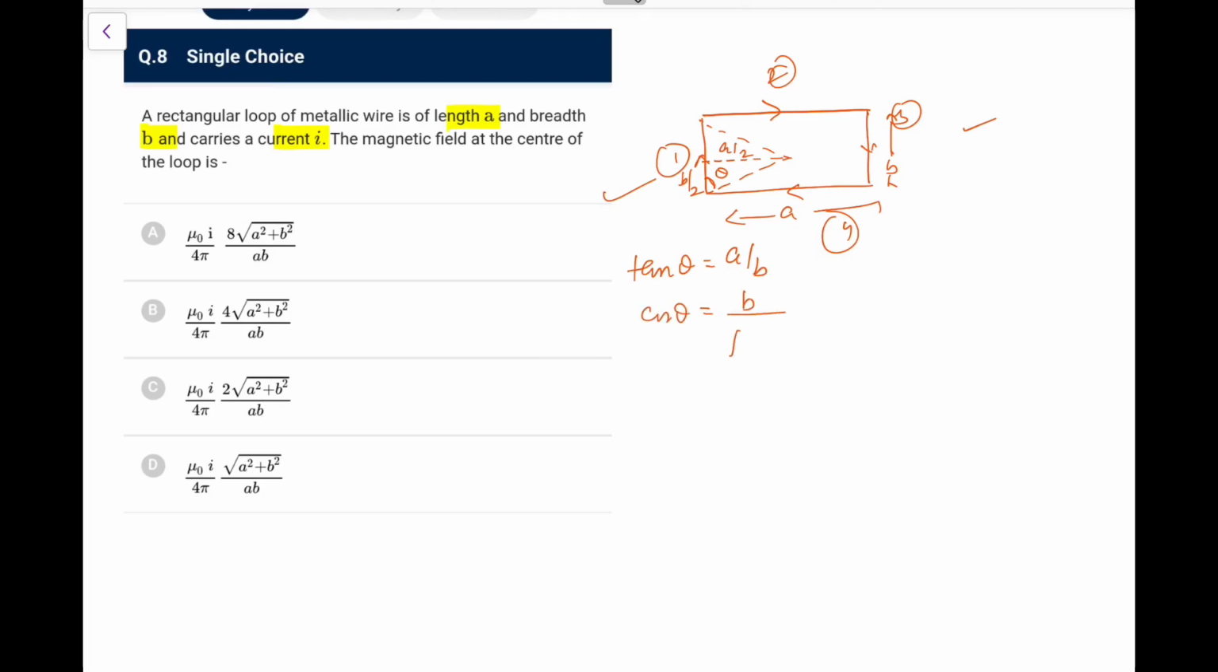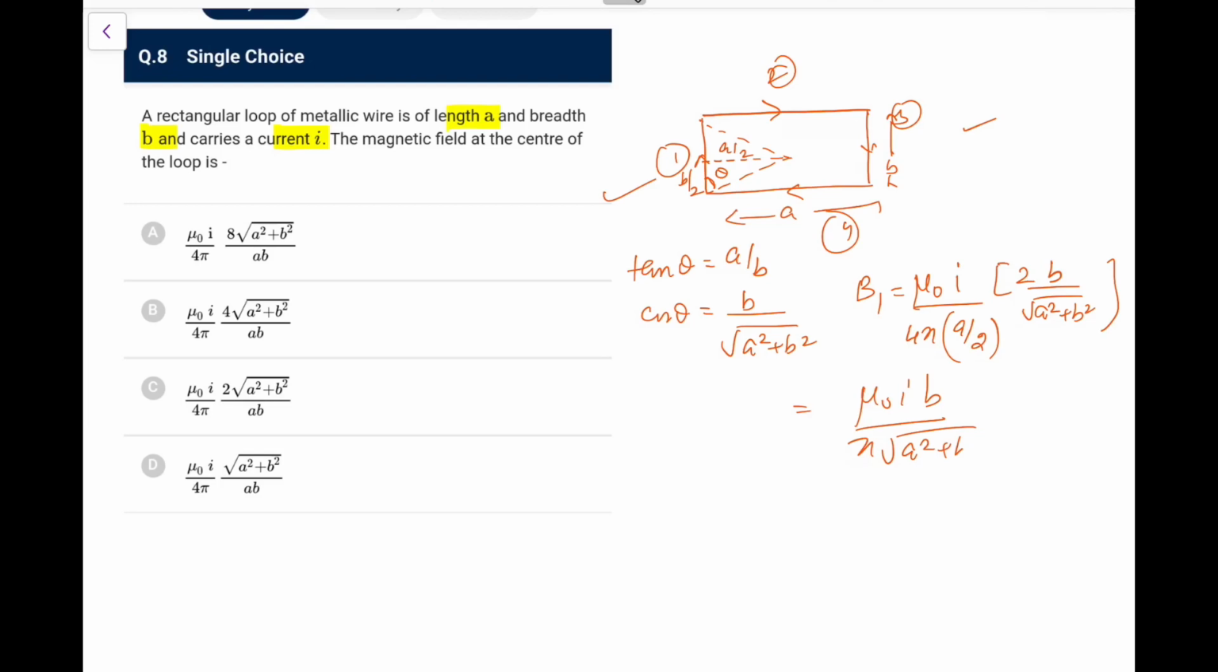Tan theta is A by B, so cos theta would be B upon under root of A square plus B square. So B due to the first wire would be mu naught I upon distance. Distance is 4 pi r, that is 4 pi A by 2 into what we have, cos alpha plus cos beta, that is 2 times B upon root of A square plus B square. So what it becomes, this 4 goes, mu naught I B upon pi under root of A square plus B square. This is due to B1.